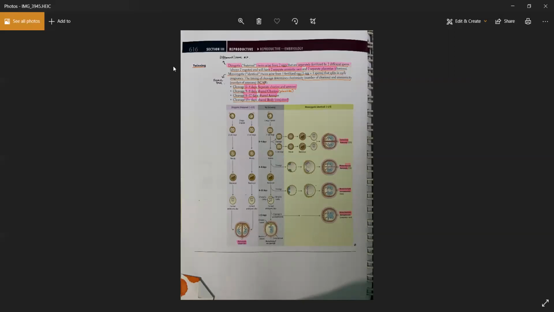So that was about twinning. Remember that dizygotic twins will always be different, male and female, or it could be male and male, but both have a different shape and appearance. In monozygotic twins, they are always identical, an exact copy of each other.